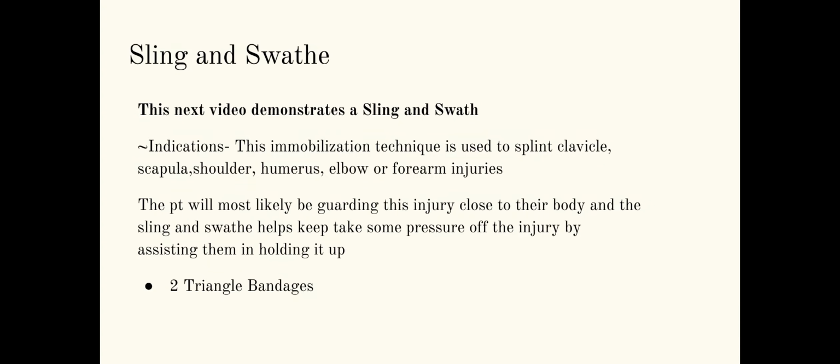For this next skill, we're going to be doing the sling and swath. Indications for this immobilization technique would be any injuries to the clavicle, scapula, shoulder, humerus, elbow, any radius or ulna fractures, dislocations. The patient will most likely be guarding this injury close to their body, probably having their elbow bent up and close to their body, and the sling and swath helps keep them in that position of comfort and take some pressure off of the injury by assisting them holding it up.